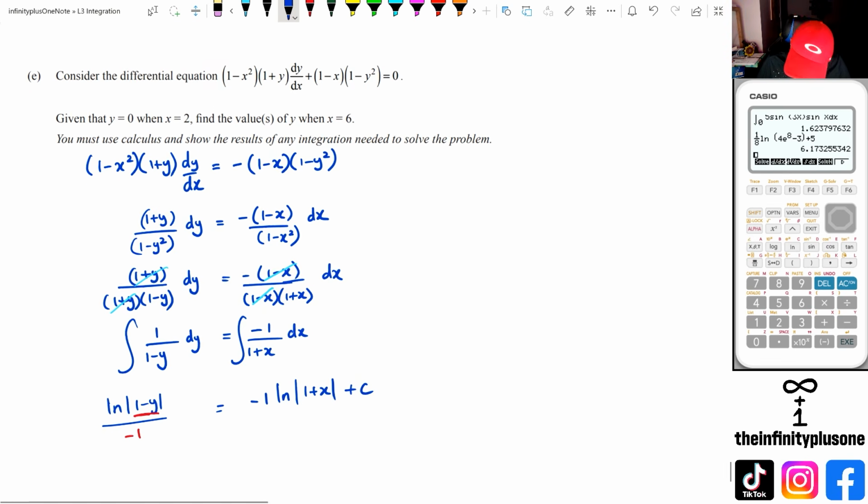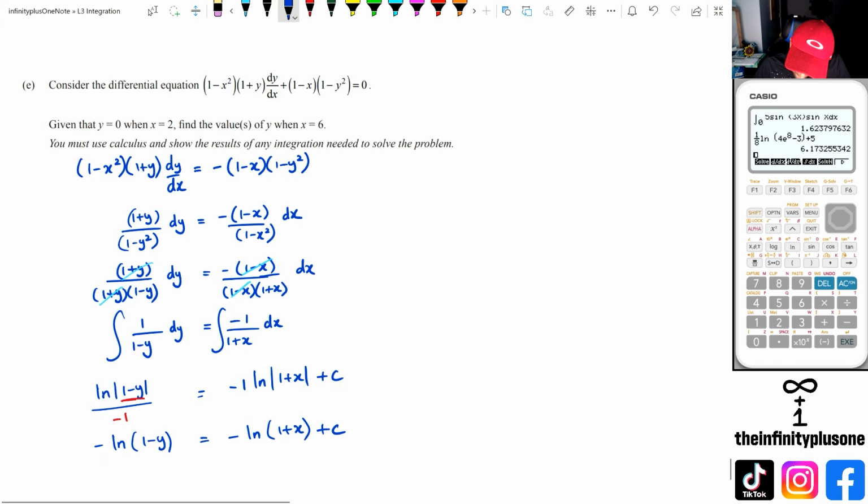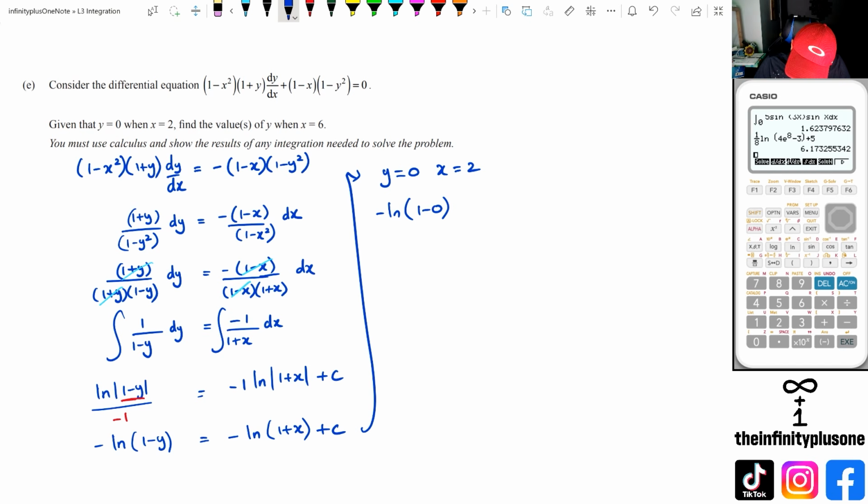So what I have here is negative ln of 1 minus y equals negative ln 1 plus x plus c. And if you look at it, we've got, given that y equals 0 when x equals 2, we can figure out what the c value is. So when y is equal to 0, x equals 2. So negative ln of 1 minus 0 equals negative ln of 1 plus 2 plus c.